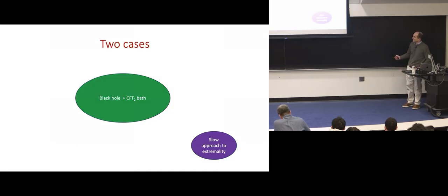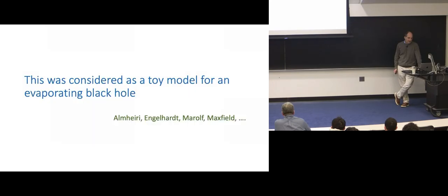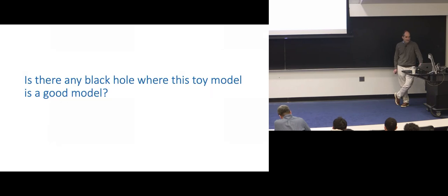The main case I want to discuss is this one, the black hole interacting with a CFT2 bath. So let's start with this main case. And this was considered in the past as a toy model for an evaporating black hole in the famous paper on the Page curve. And before I start analyzing some aspects of this physics, I would like to remind you of some examples where this toy model is a good model for the physics of the four-dimensional black hole.